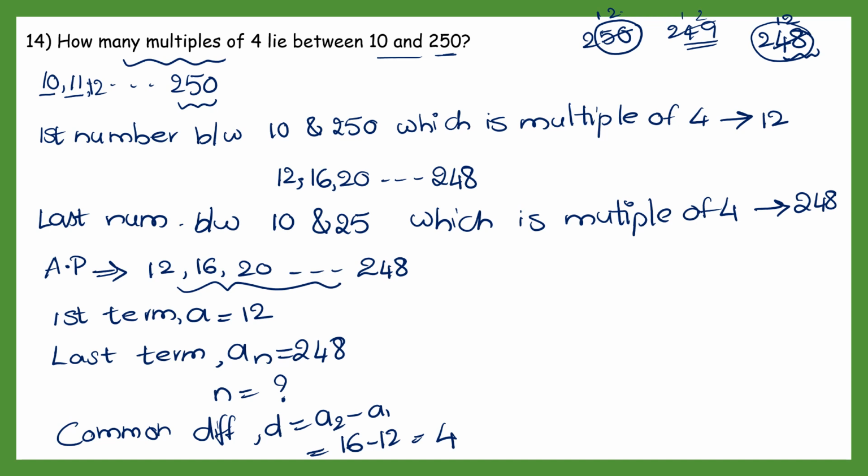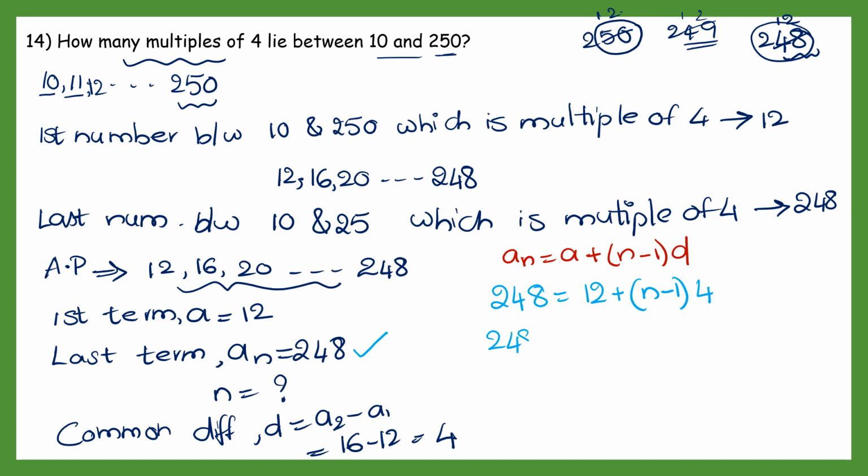Now, how can we find n? We know the formula. An is equal to A plus n minus 1 into D. If we substitute, An means the nth term, we know it is 248. 248 is equal to A, which is 12, plus n minus 1 into the common difference 4. We don't know the value of n. The 12 on the right side, if it comes to the left side, it will become minus 12. n minus 1 into 4 means 4n minus 4.